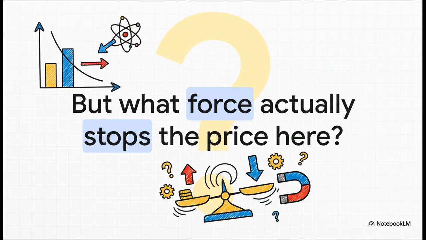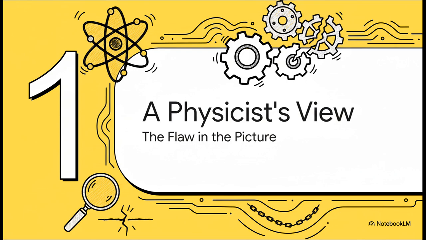But hang on a second. Have you ever really, truly stopped to ask why? I mean, what force actually makes the price stop changing right at that specific point? The graph shows us where it stops, but it doesn't tell us how. And that, right there, is the real mystery we're going to dig into today. To get our answer, we've got to step outside of economics for a minute and wander into the world of physics. Because, as it turns out, that simple picture has a pretty fundamental flaw.